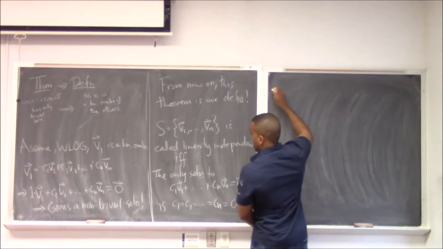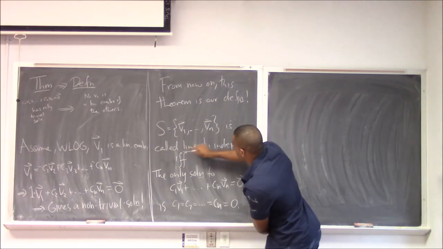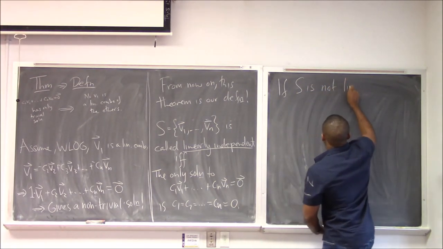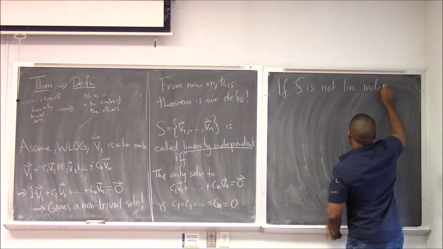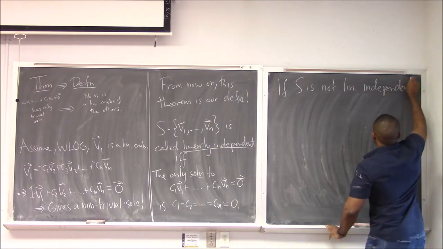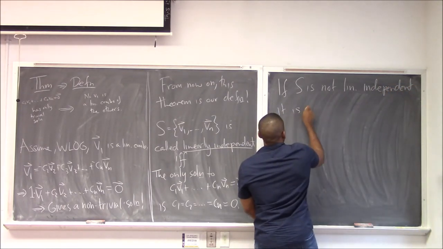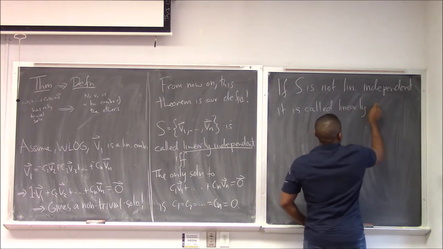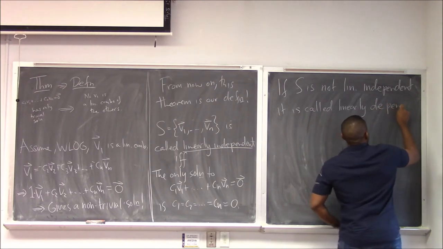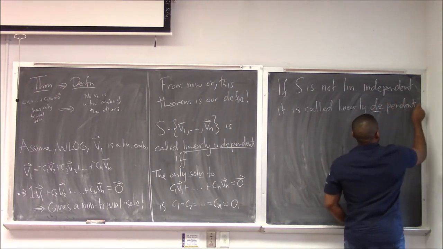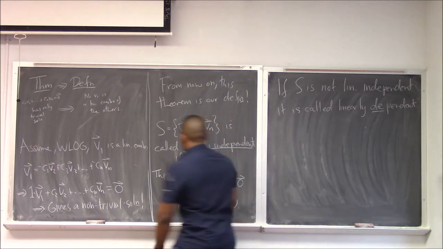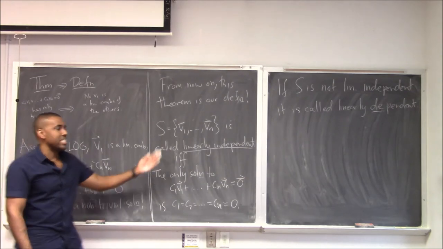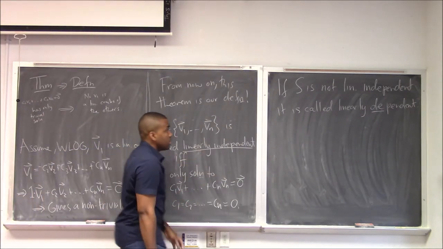So, some more terminology. If S is not linearly independent, it is called linearly dependent. That's the opposite of linearly independent. You don't say it's non-linearly independent. You say it's linearly dependent. Just drop the E.